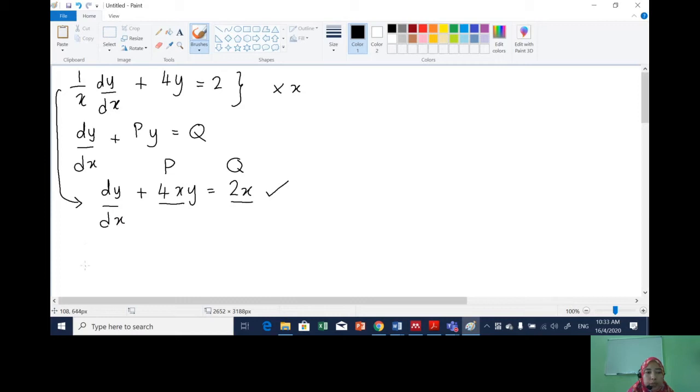Next, write down the integration of P dx, which is equal to the integration of 4x dx. Find the answer for this integration, so we have 2x squared. This is direct integration, so I hope you know how to do it. Once we determine this integration of P dx, this is the integrating factor, so we can write down e to the power 2x squared.